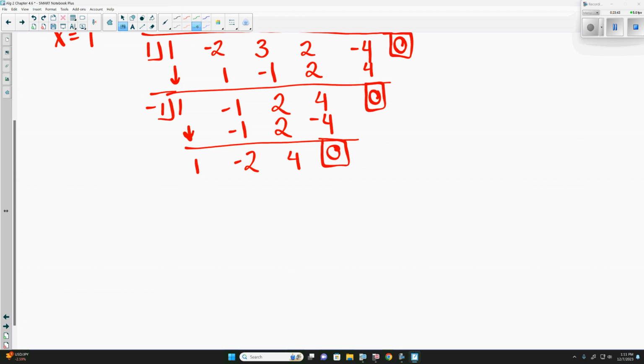Questions on this here? Did we put the variables back in? So 0 is still our remainder. 4 is our term without x. -2 is our term with x. And 1 is our term with x squared. So we do the quadratic formula.